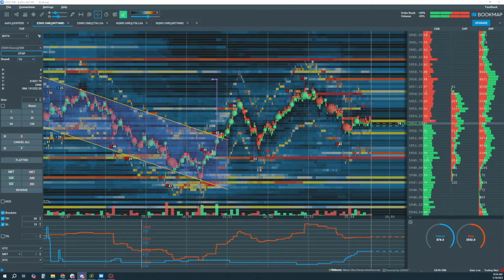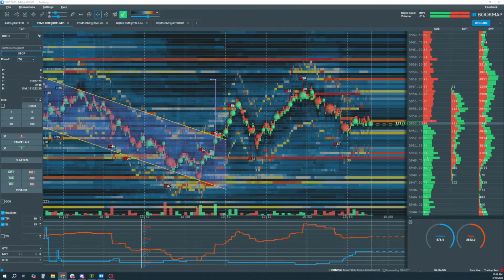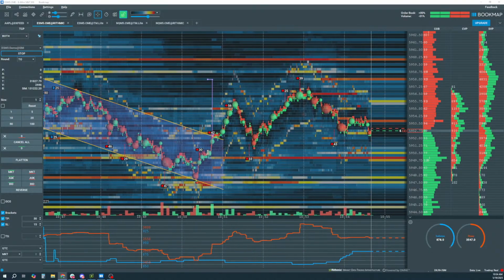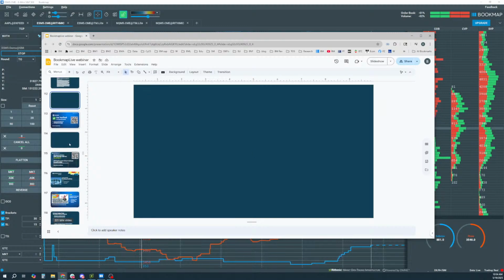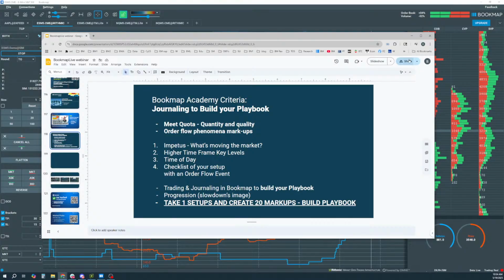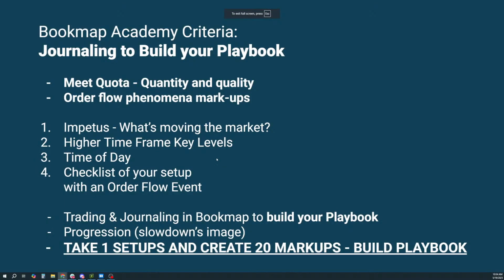I don't know. I keep on coming back to this. I think this is a great answer. It's from our Bookmap Academy slide here, building out your playbook. Okay, journaling to build out your playbook. This is really what we're looking for, and we've covered this in recent weeks. We built this out a little bit better. It's much more focused now.